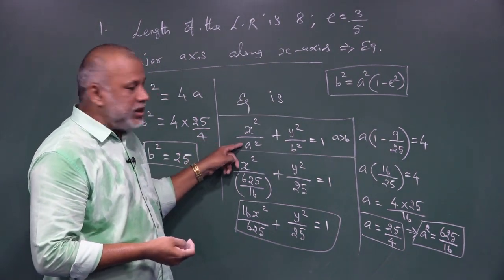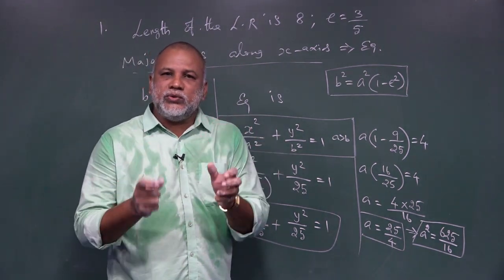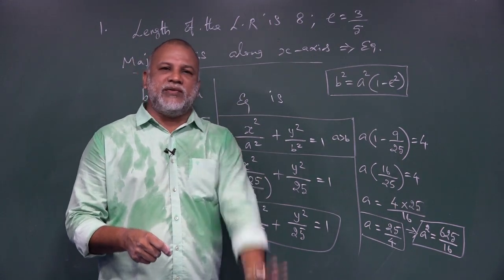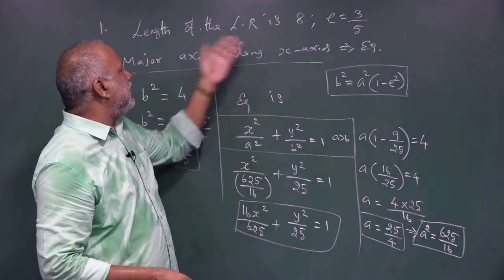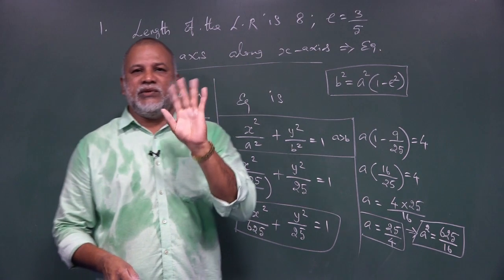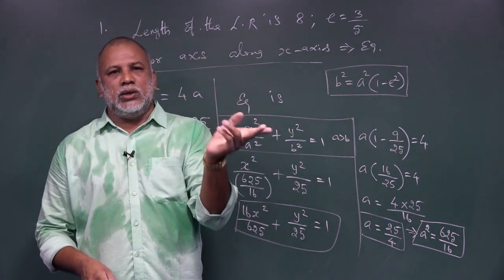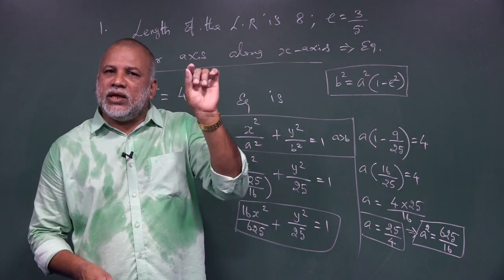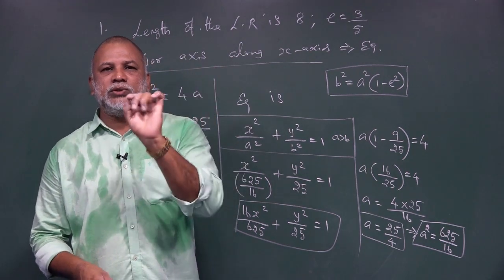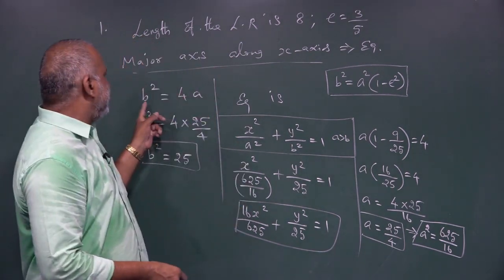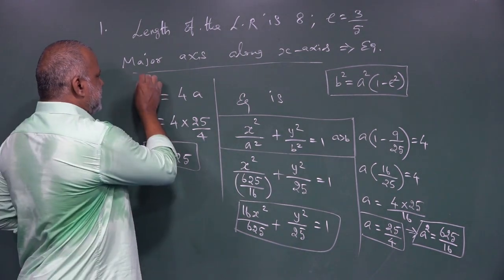We need a squared and also b squared. So we are going to find a squared with the help of the given data. What are the given data? The length of the latus rectum is given. What is the formula? 2b squared by a equals 8. 2 and 8 will be removed. Therefore, we get b squared by a equals 4. Then just cross multiply, we get b squared equals 4a. This is the first data.